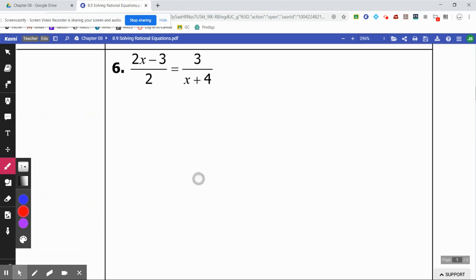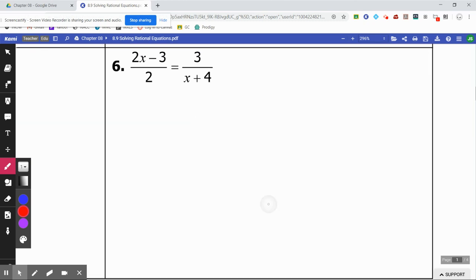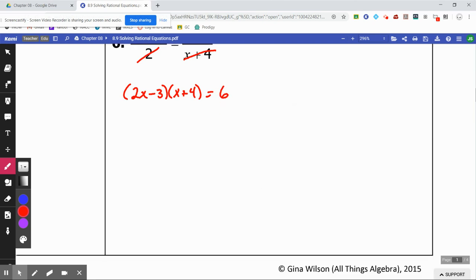Number 6. Okay, we've got to get rid of x plus 4 by multiplying, so we'll have 2x minus 3 times x plus 4. And we will get rid of 2 by multiplying up here, and that gives us a 6.